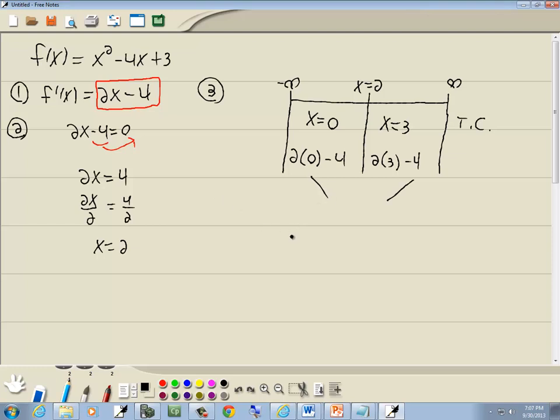Okay, so this is decreasing. And it'll be decreasing from negative infinity to 2. Negative infinity to 2. Now over here it's increasing. And that's from 2 to positive infinity. And those would be our answers.